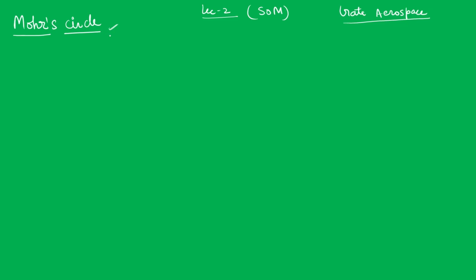I have seen that from the Mohr circle in GATE Aerospace, they are not asking very complex questions. They are asking very easy and very simple questions, as far as they have asked, and in the end, we will also solve some questions based on the Mohr circle. So let us first see the Mohr circle.